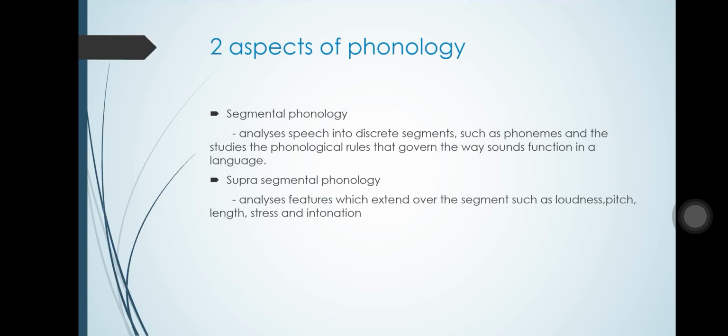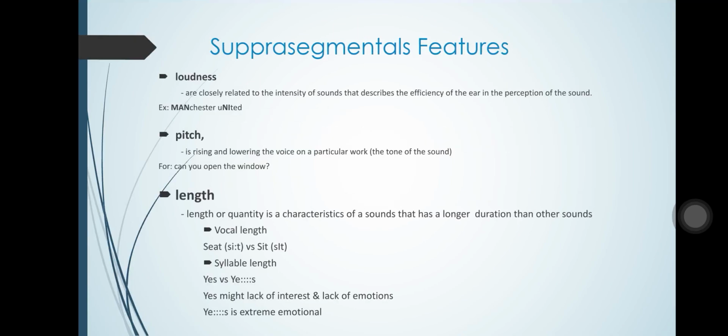So we have here the suprasegmental features. The first one is loudness. Loudness is closely related to the intensity of sounds, which describes the efficiency of the ear in the perception of the sound. So loudness is all about the intensity of the sounds.